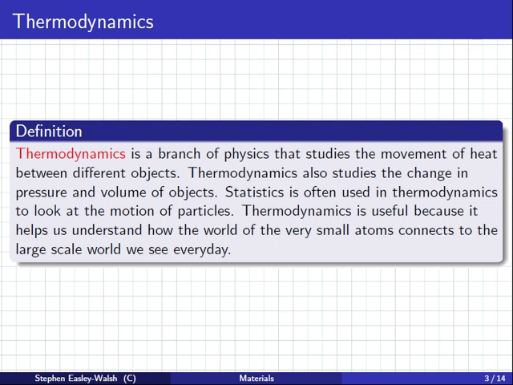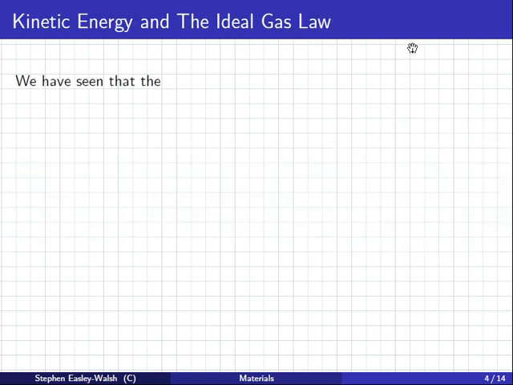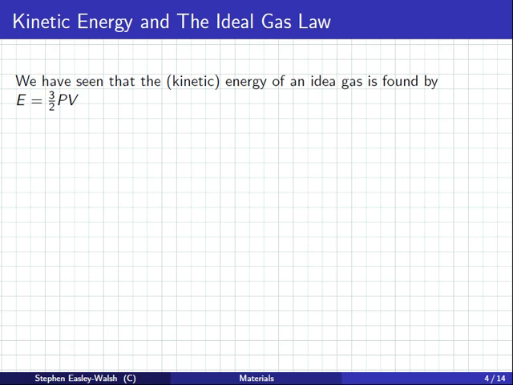Do you remember when we did the formula E, energy, equals 3 over 2 PV? Yeah. This links the large world of pressure and volume to the small world of kinetic energy of particles. Okay. So look, we've seen that the kinetic energy equals 3 over 2 PV. But also note that we have the formula PV equals NkT. Now let me just write these two down.